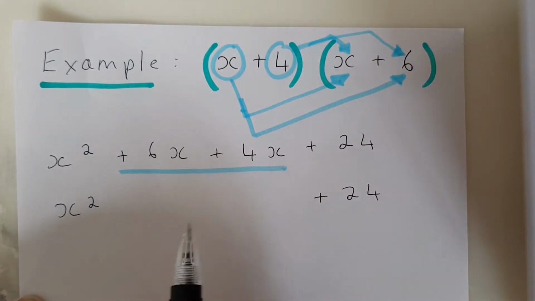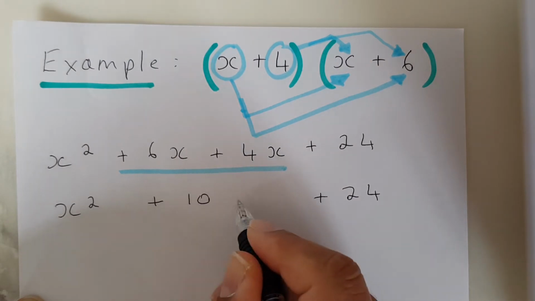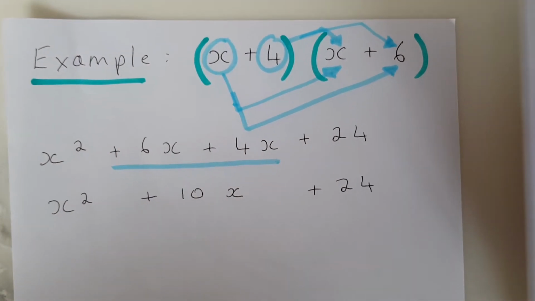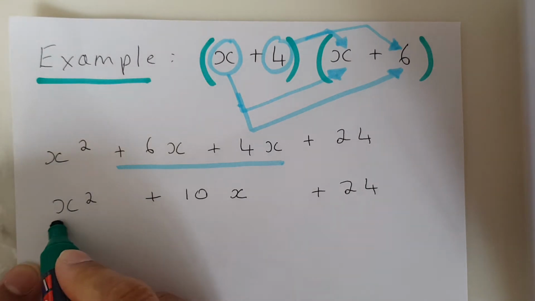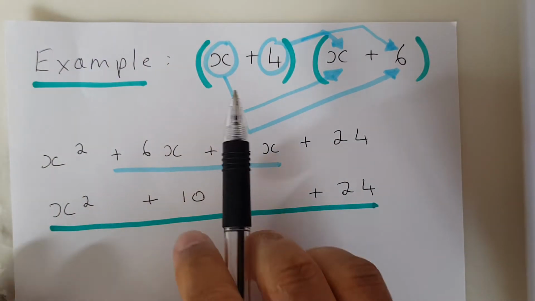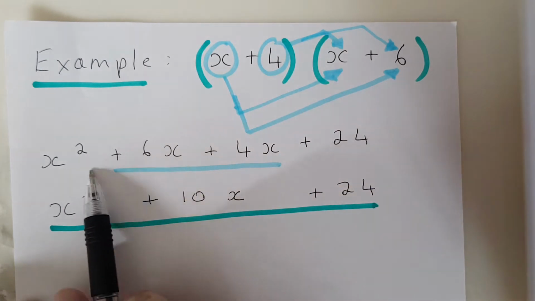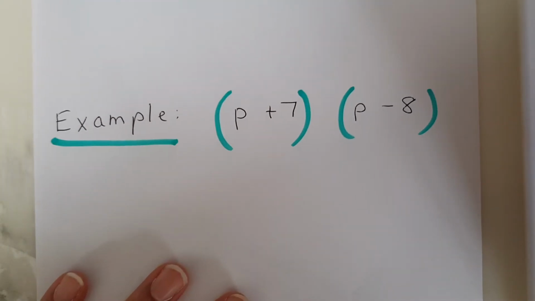But these are like terms. So plus 6 plus 4, which is plus 10x. Okay, and that is it for that question. Okay, that is it. So these are quadratic. So we expanded these brackets to get to this, and then we simplify to get to this. Okay, that is it. Now let's go to another example.